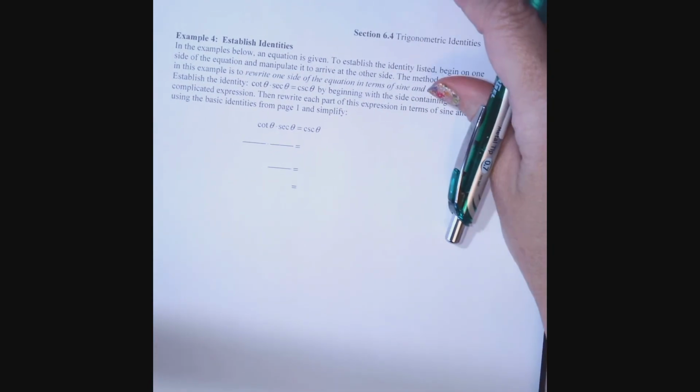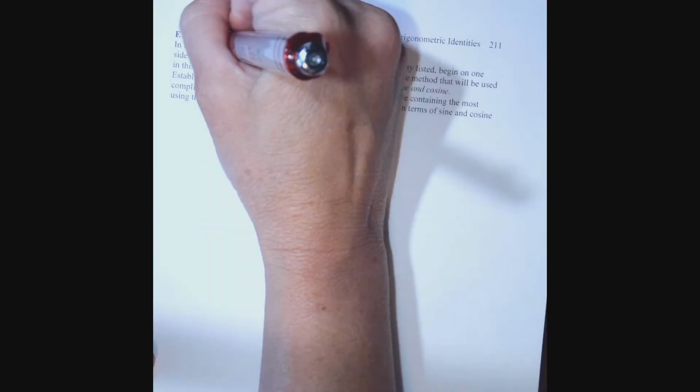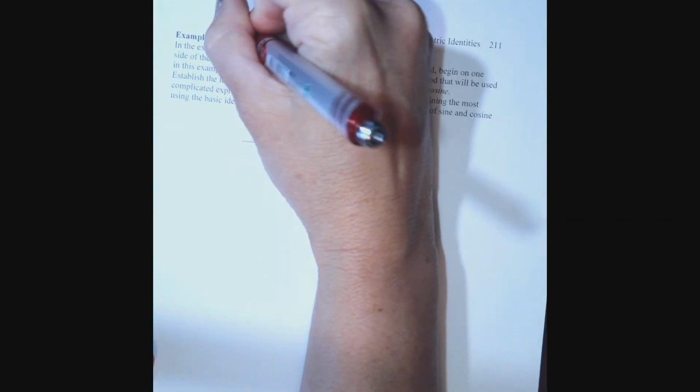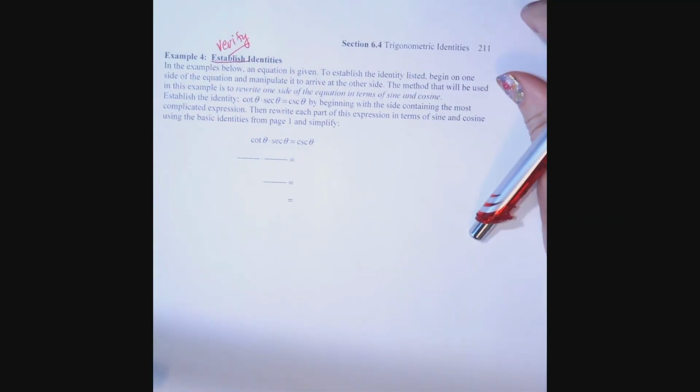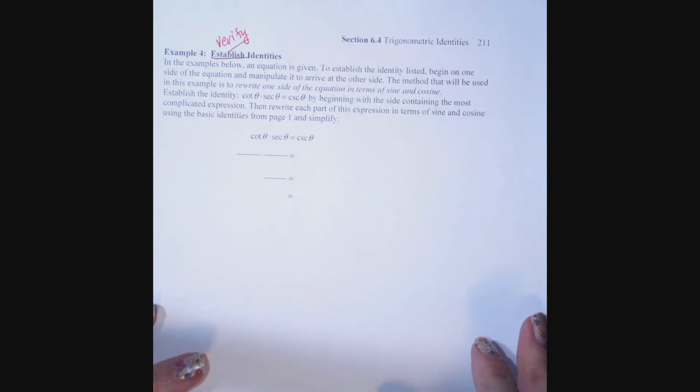Okay, final example for section 6.4 notes. In the example below, an equation is given and we want to establish the identity listed. We're going to begin on one side of the equation and manipulate it to arrive at the other side. Another word for establishing an identity is to verify the identity. When we verify identities, we are not going to move terms back and forth.